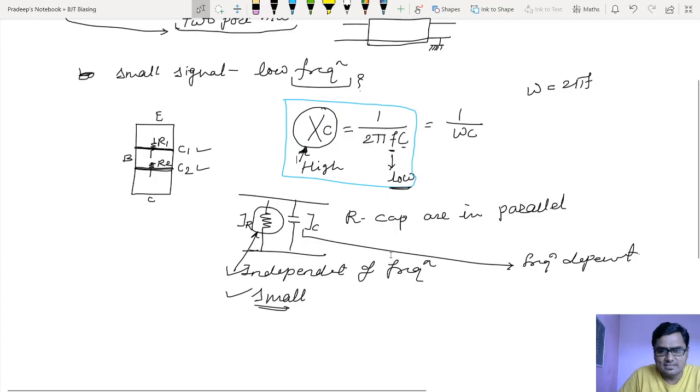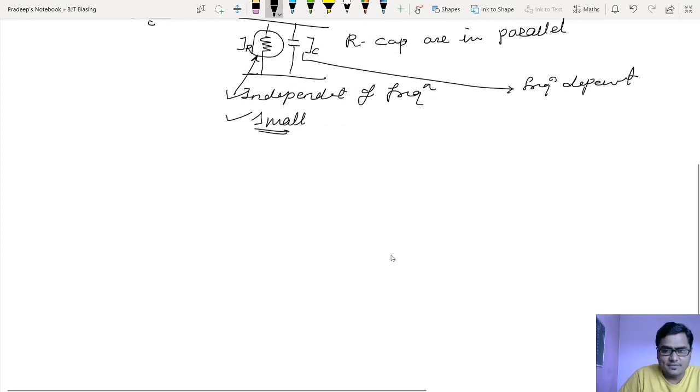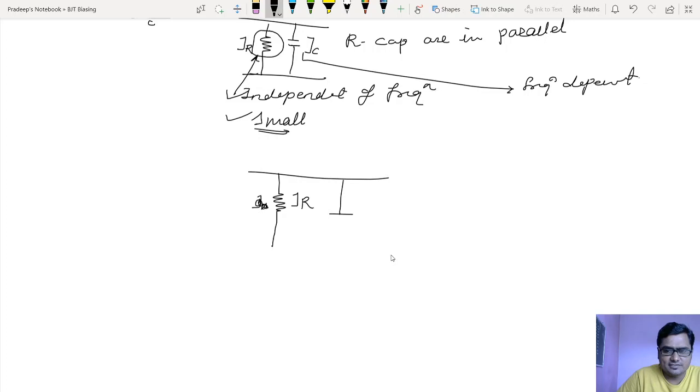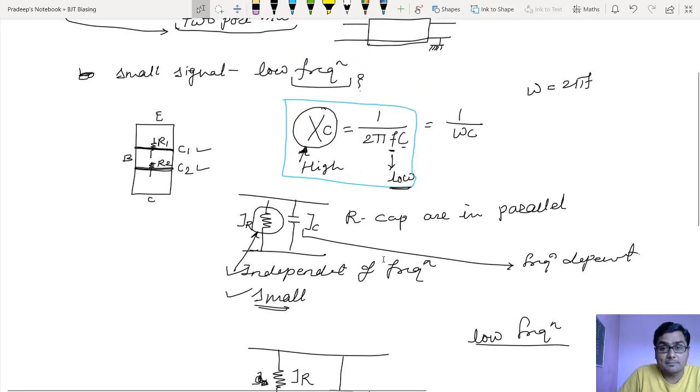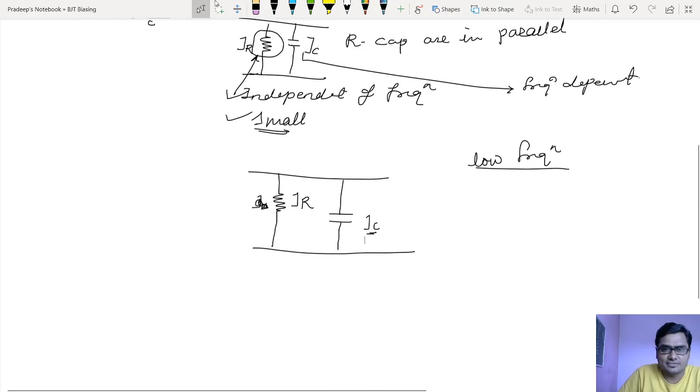Then how can I draw this parallel equivalent circuit? One resistance, that is the junction resistance, JR we have written, in parallel with the junction capacitance. Now at very low frequency, look at this, this junction capacitance, or capacitive reactance of a junction, right?